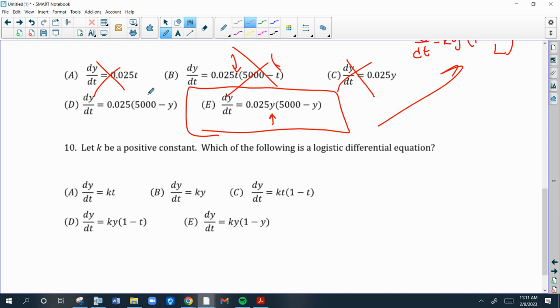Finally, question 10. Question 10 is just like question number 9. So these are actually a little bit too easy, I think. The one in the form of a logistic differential equation, we're doing it with respect to y, so this would be a y and this would be a y. Don't get tricked with these t's out here. That's kind of too easy. So the answer is E.